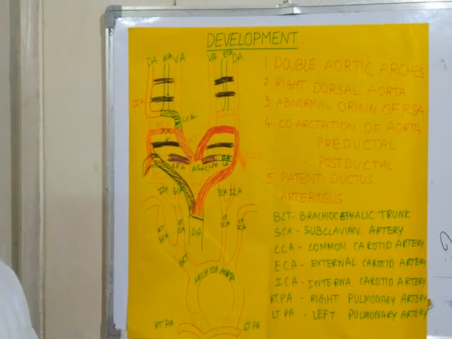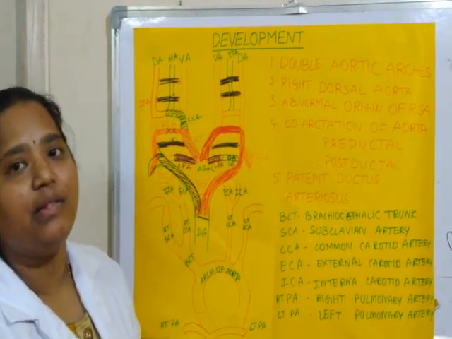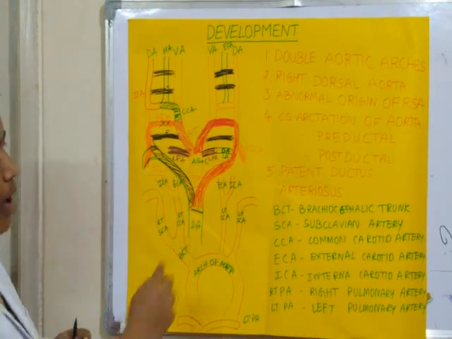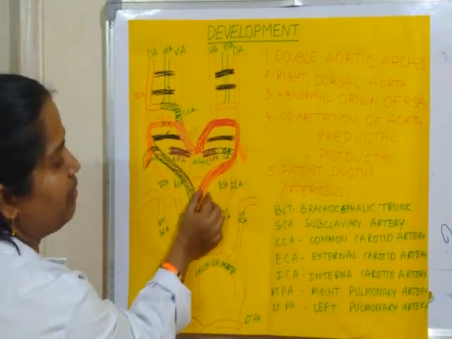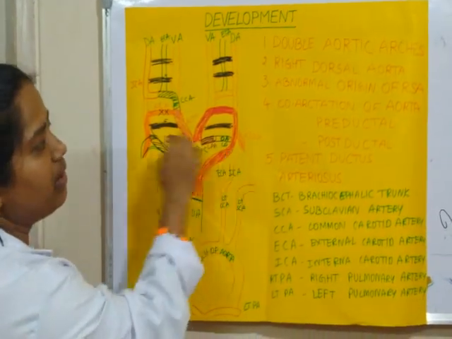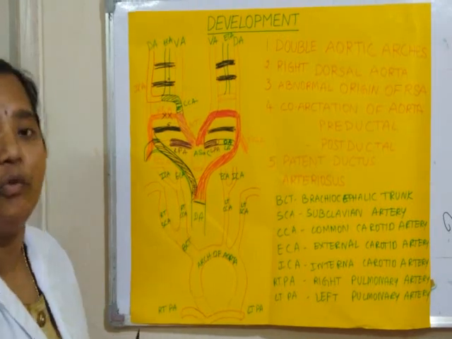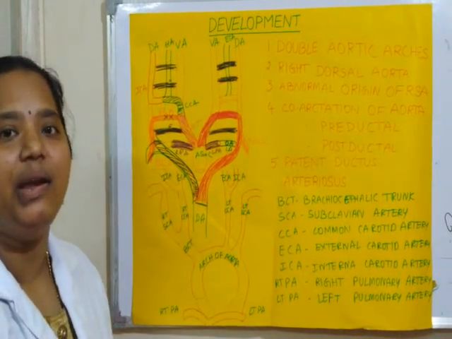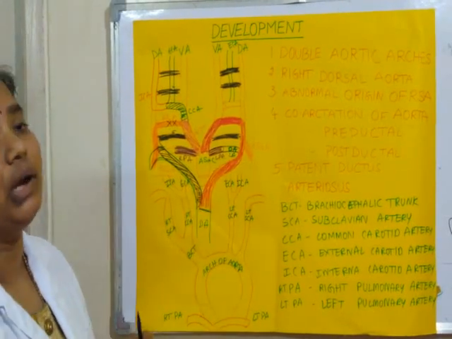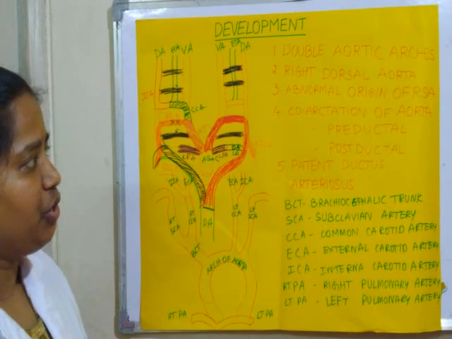Then the fourth one is coarctation of aorta. Coarctation means constriction or presence of a stricture in the aorta. The stricture may be anywhere. It may be present before the ductus arteriosus or after the ductus arteriosus. If it is present before the ductus arteriosus, it is called preductal coarctation of aorta. If it is present after the ductus arteriosus, it is called postductal coarctation of aorta.